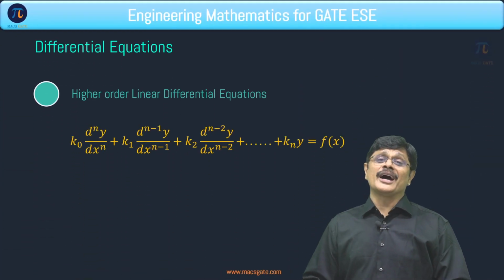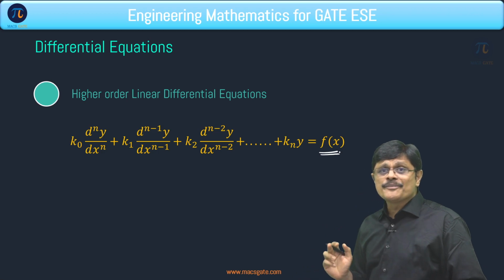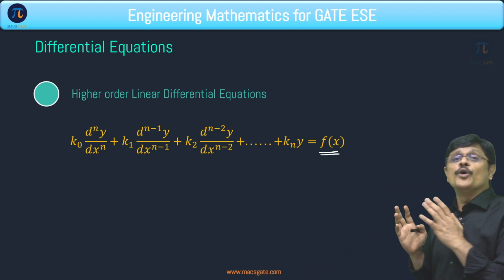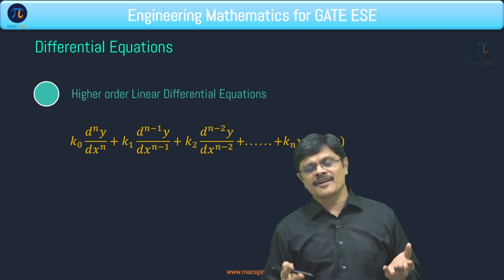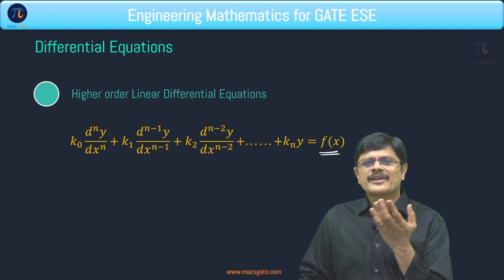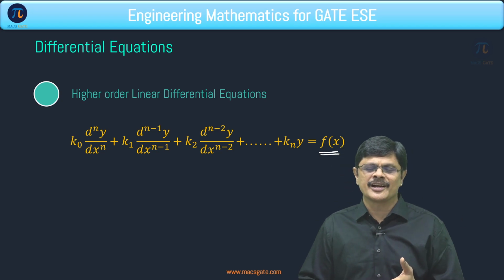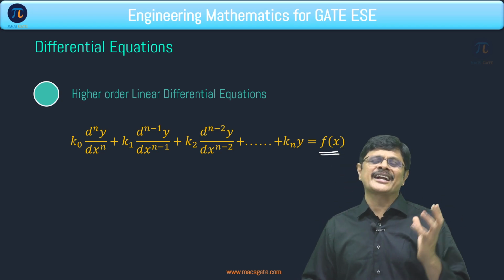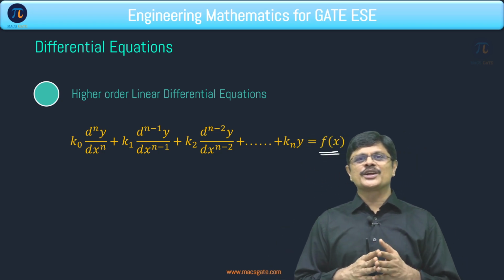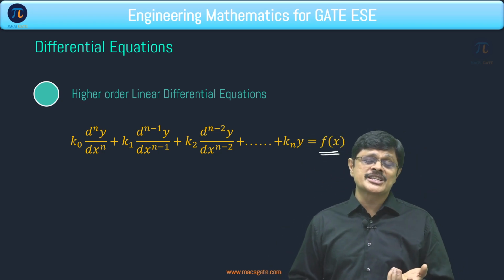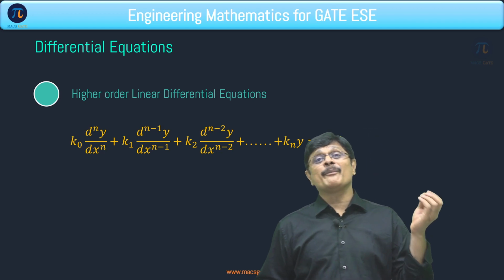When you talk about higher order differential equations, see, if this f(x) is equal to 0, then we call it a homogeneous linear differential equation. If it is non-zero, then it is a non-homogeneous linear differential equation. So, we try to find the solution of this homogeneous as well as non-homogeneous linear differential equation by writing the characteristic equation or auxiliary equation, finding the roots. Based on the roots we can write the solution for the homogeneous part, and if f(x) is non-zero, then we learn how to find the particular integral.